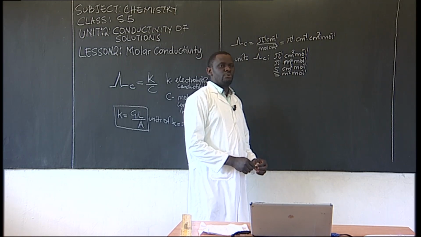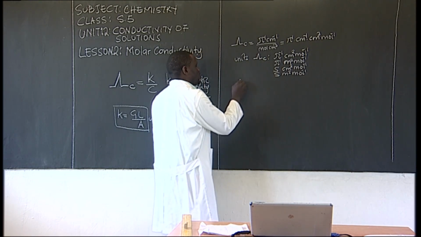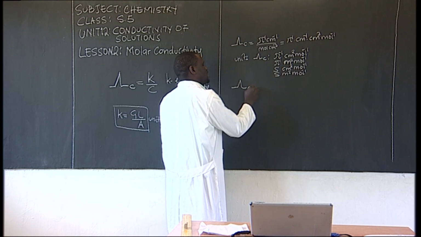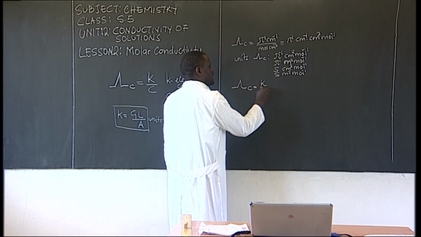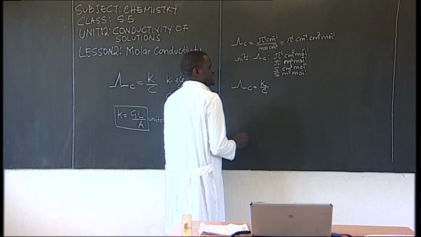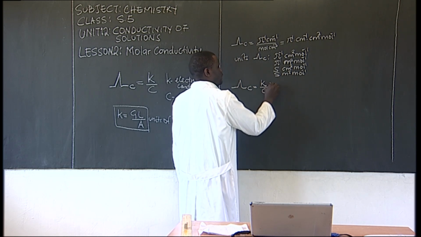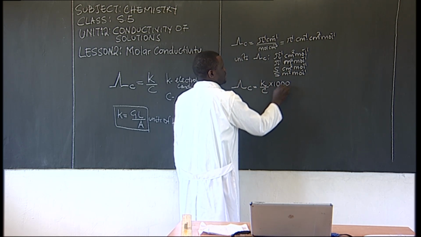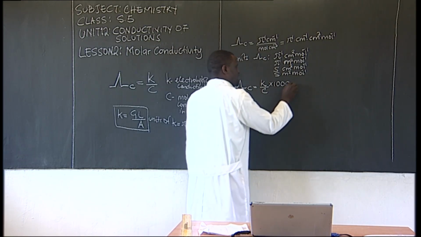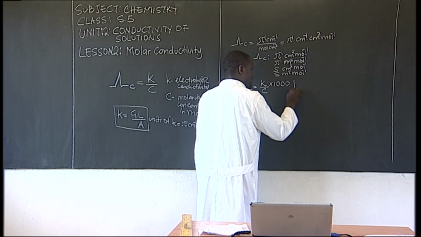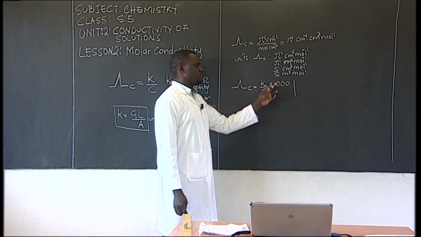It is good to note that in our calculations, molar conductivity is equal to K, and this K is normally per centimeter, and this C is normally decimeter cubed. So, to cater for unit change, we multiply times 1,000. Meaning that as you're calculating, you don't need to change the units if you multiply by 1,000.